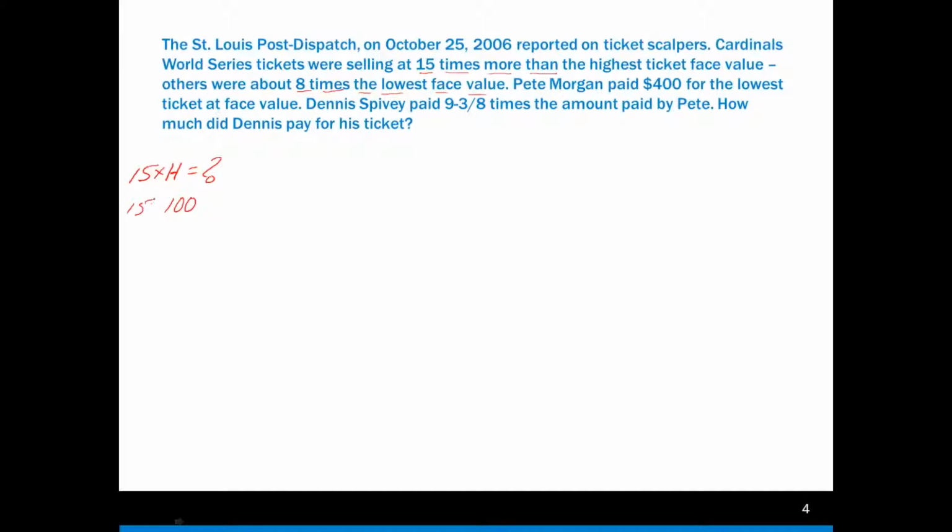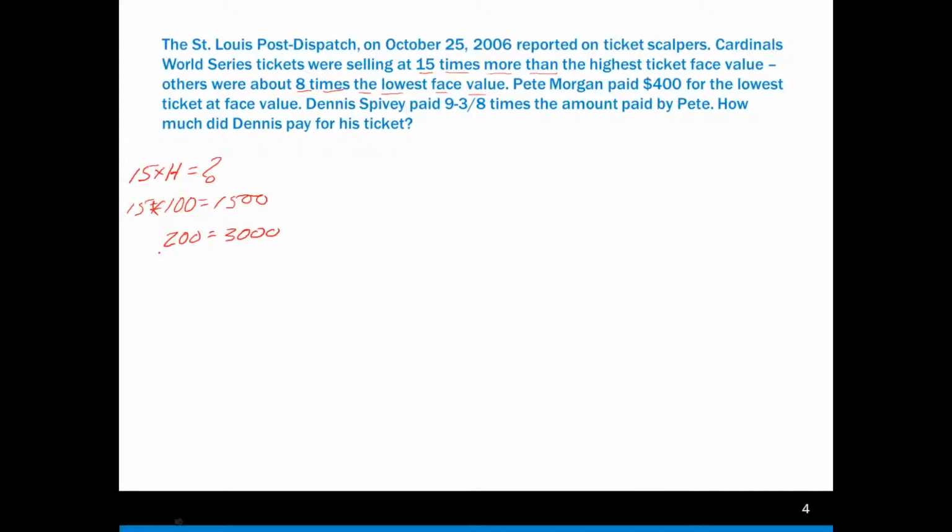But the highest price could have just as easily been 200, right? Which would make that 3,000. Again, I don't know. All I know is that it's 15 times the highest price. I could plug in numbers and play, but until we actually work through an equation, I can't verify the information.